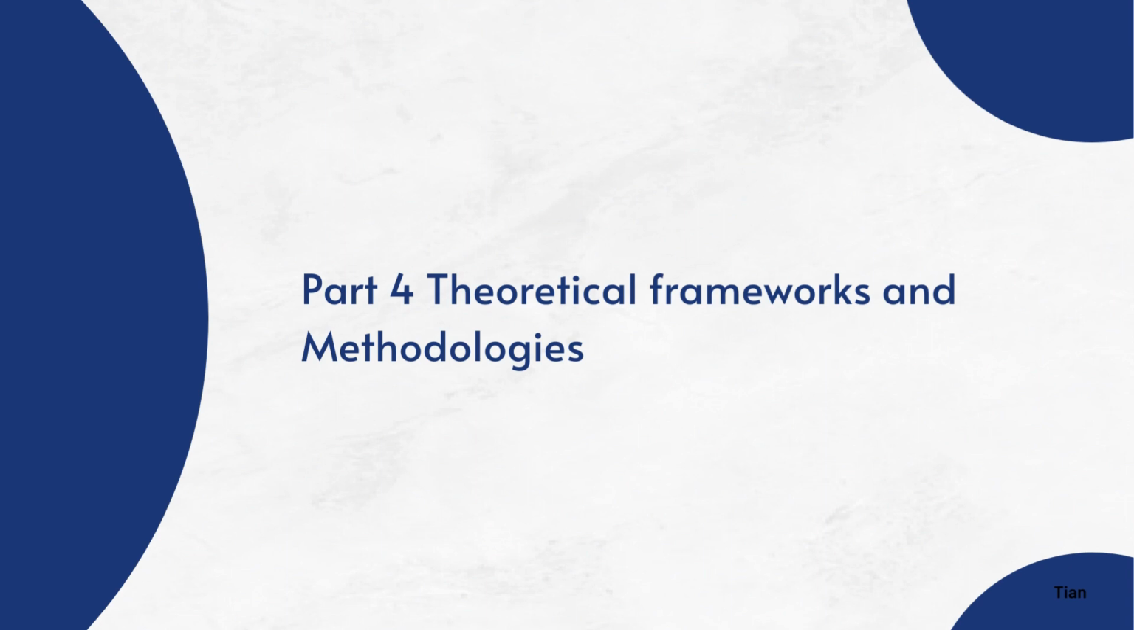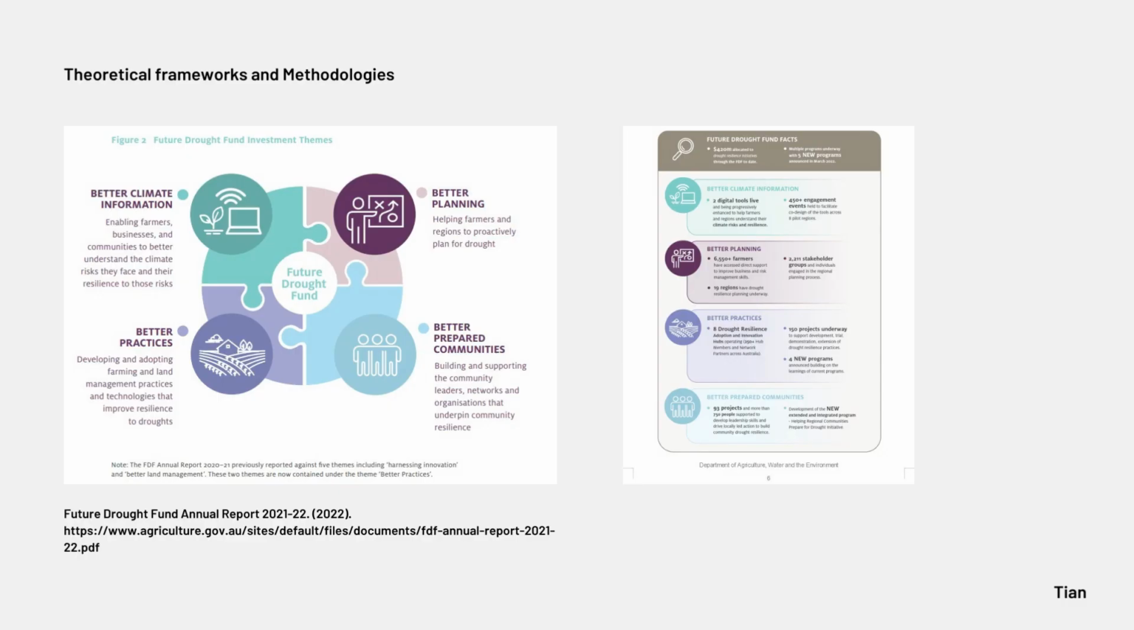Let's look at part 4, the theoretical framework and the methodology. For the theoretical framework, I found this article from the Australian agricultural government, the Future Drought Fund annual report, and this framework can help dry areas build a better system, which means this system can alert farmers to dry conditions, and better planning helps farmers and regions prepare plans for drought.